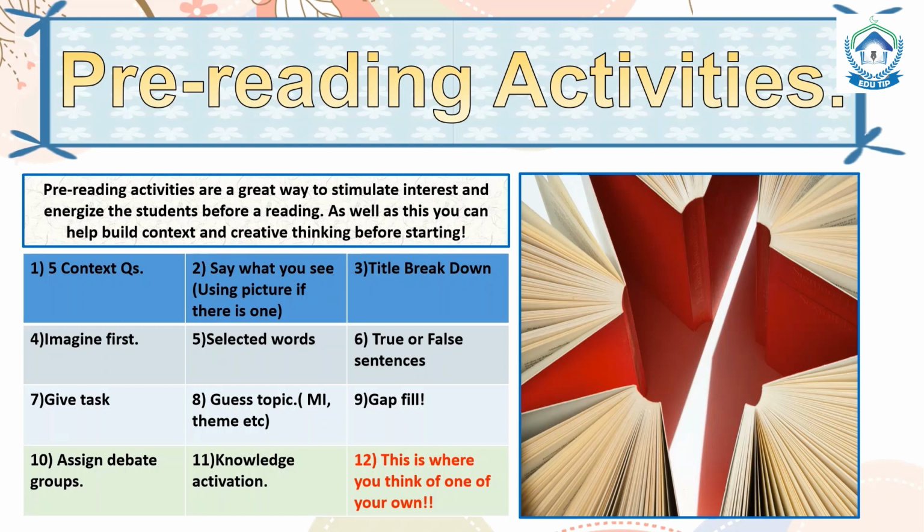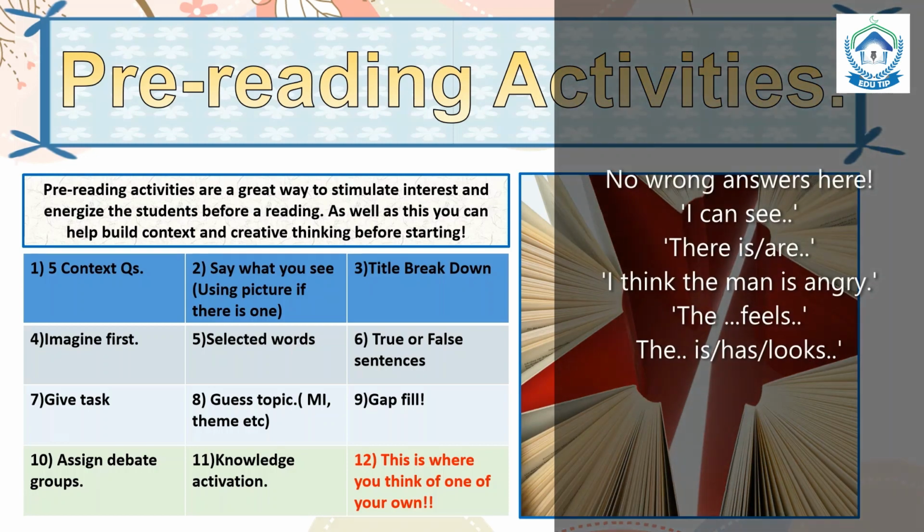Number 2, say what you see. If you have a picture, this is the best time to use this activity. You can show the picture to the class up on the board, or if they have them in the books, get them to open their books and look at the picture. You can put them into teams or groups, and you can just get them to call out things that they can see in the picture. I can see a bridge. I can see a car. I can see people. There is a man walking on the street, and so on.